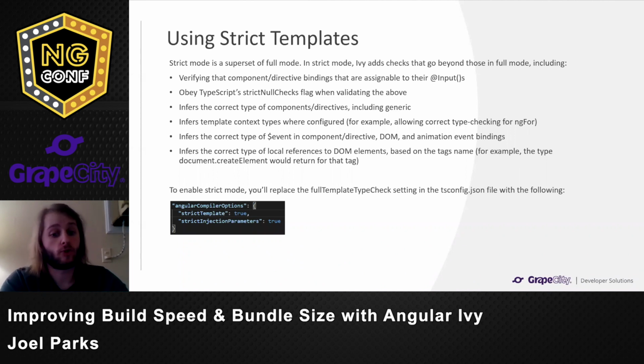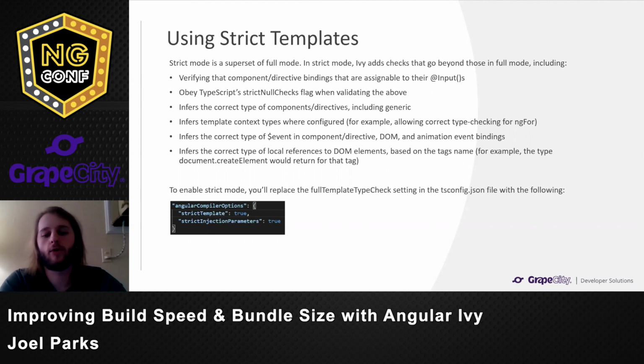obeying TypeScript's strict null checks flags when validating the above, infers the correct type of components and directives, including generics, infers template context types where configured, for example, allowing correct type checking for ng-for loops, infers the correct type of $event in components and directives, DOM and animation event bindings, and infers the correct type of local references to DOM elements based on the tag's name.